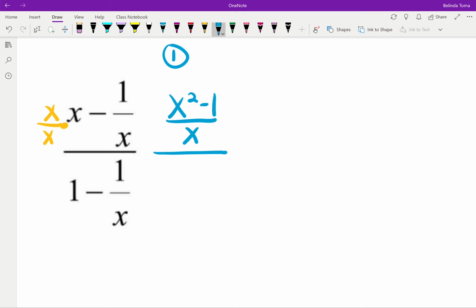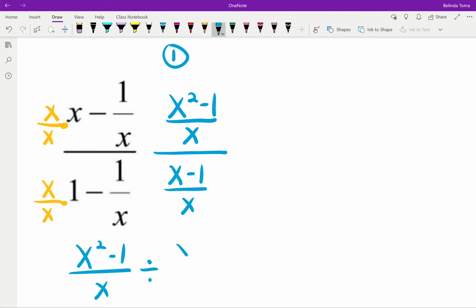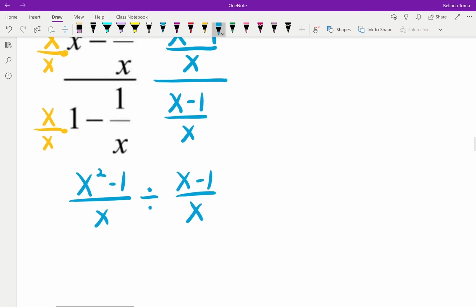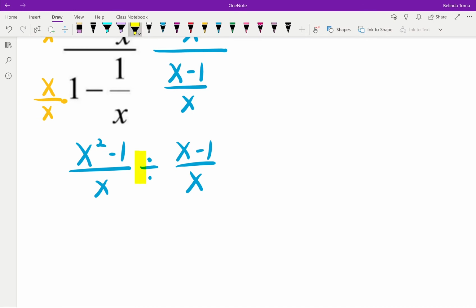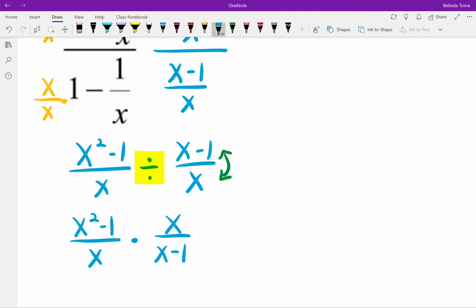In the second fraction, it's the same denominator, so I would multiply the first term by what it's missing, which is x over x, and that would get me x minus 1 over x. Now recall that the fraction bar is division, so I'm going to rewrite this as x squared minus 1 over x divided by x minus 1 over x. And division can always be rewritten as multiplying by the reciprocal. So we keep the first fraction the same, change the division to multiplication, and then we use the reciprocal.